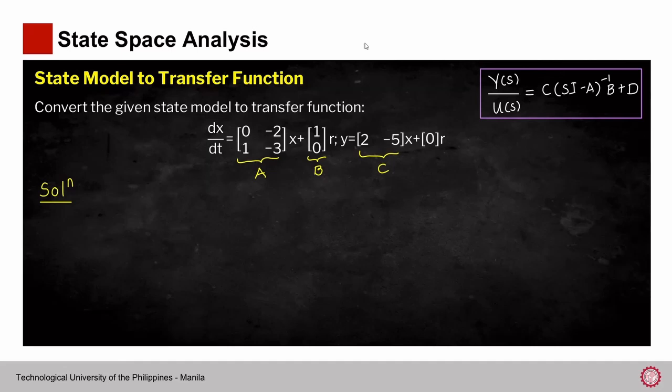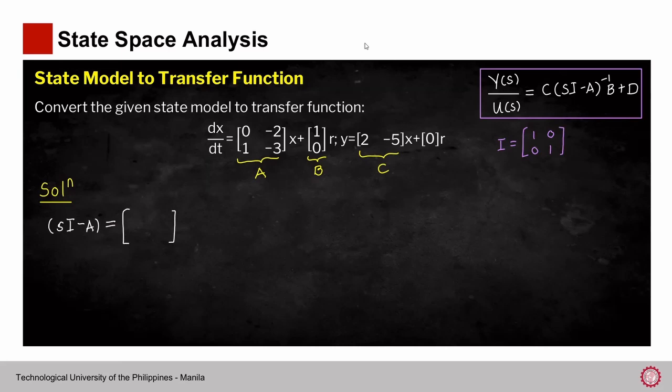So kung nare-recall nyo pa sa advanced math nyo, guys, yung quantity SI minus A, paano siya ginagawa? SI means yung diagonals natin, kasi ang I is the identity matrix, right? So I is nothing but the identity matrix. Pag identity matrix, that is 1, 0, 0, 1, for 2 by 2.